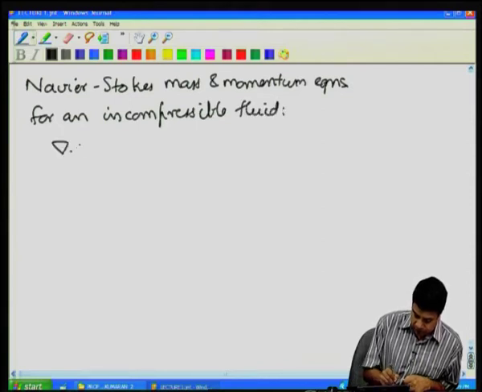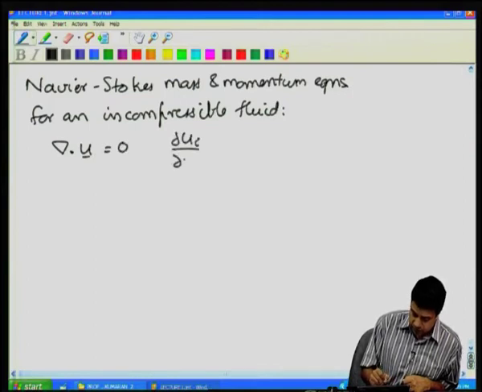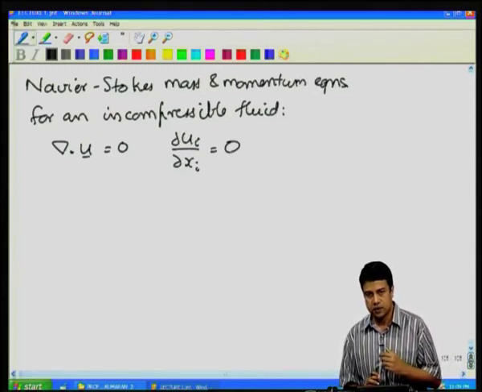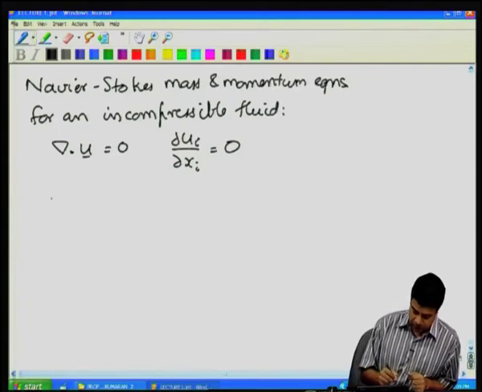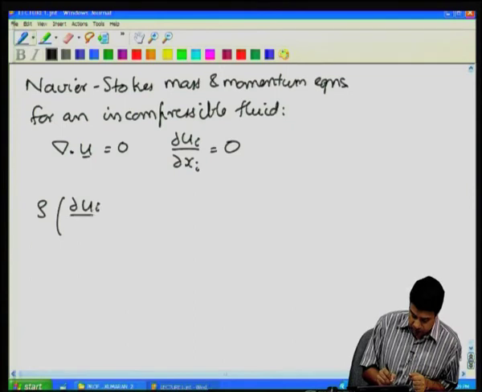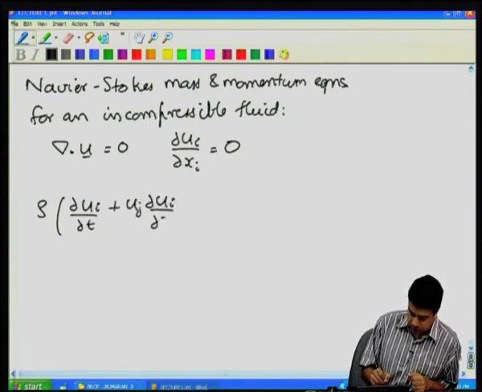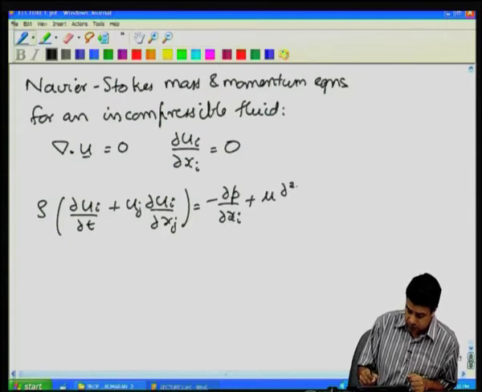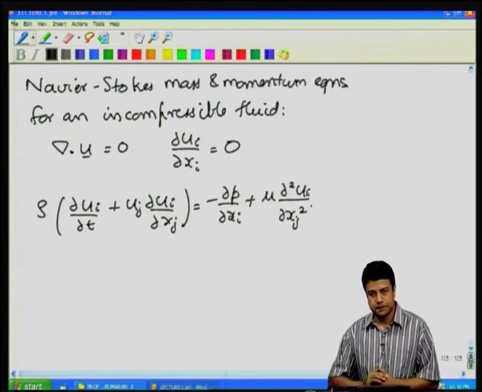The divergence of the velocity is equal to 0, partial ui by partial xi is equal to 0, repeated index, dot product, scalar. And rho into partial ui by partial t plus uj partial ui by partial xj is equal to minus partial p by partial xi plus mu partial square ui by partial xj square.